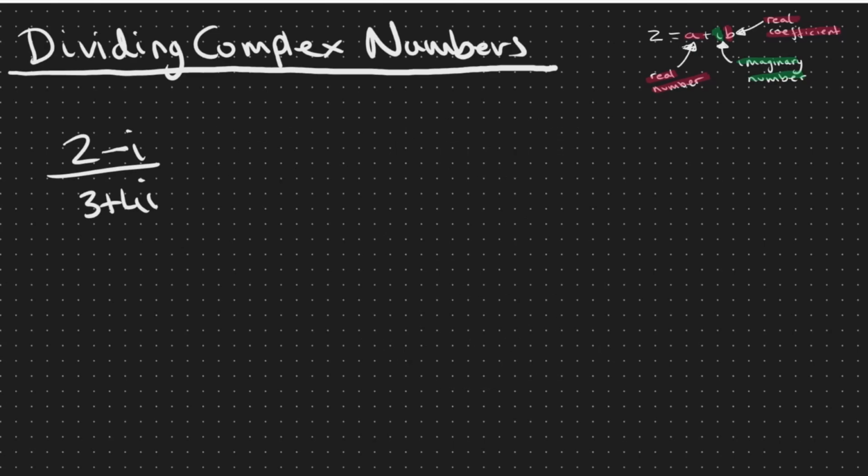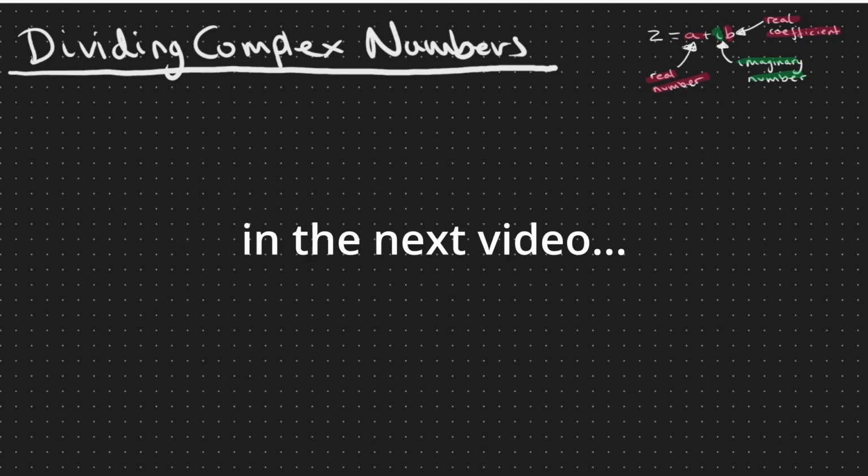Okay, so now we know how to add, subtract, multiply, and divide complex numbers, and now we're going to look at how they appear as solutions to quadratic equations with negative discriminants.